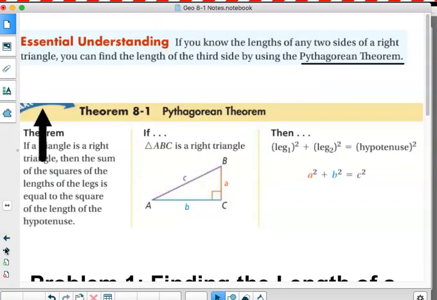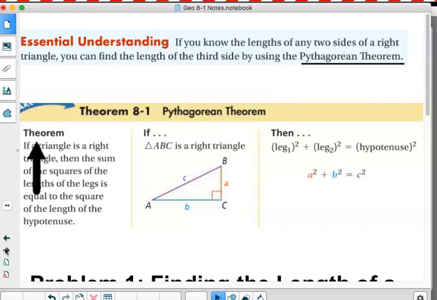Now, our essential understanding: if you know the lengths of any two sides of a right triangle, please keep in mind this only works for right triangles, you can find the length of the third side by using the Pythagorean theorem. Okay, so here it is, the Pythagorean theorem.